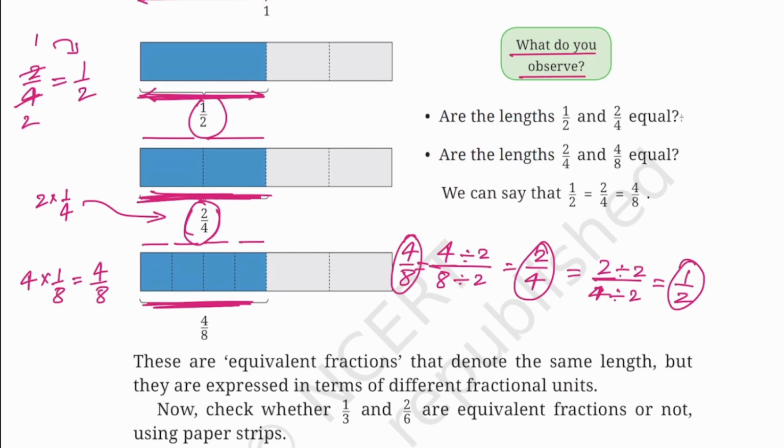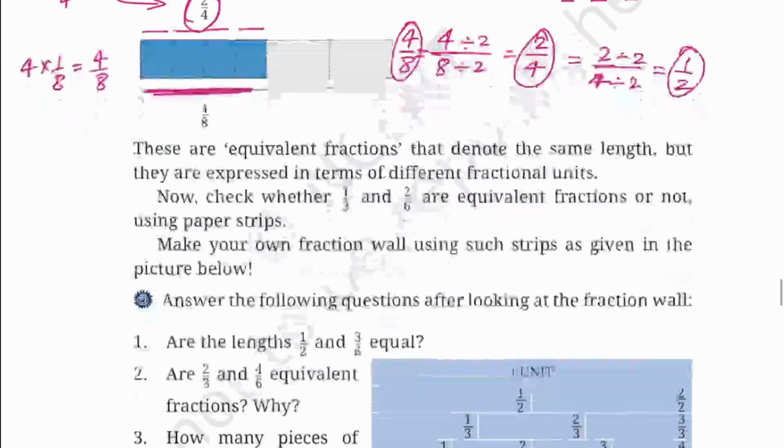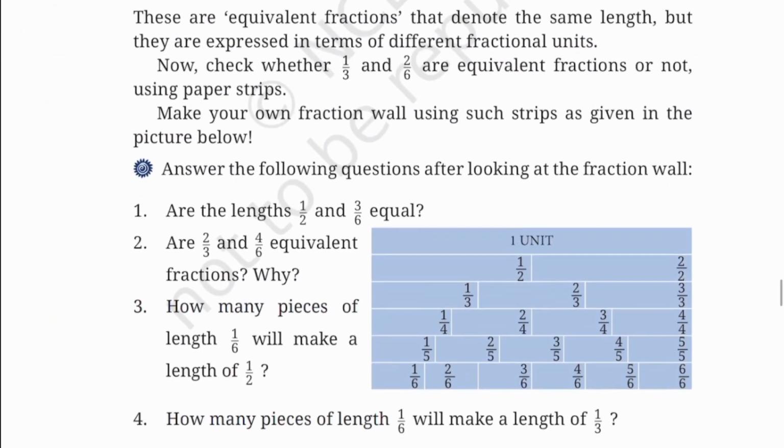What do you observe? Are the lengths 1 upon 2 and 2 upon 4 equal? Yes. Are the lengths 2 upon 4 and 4 upon 8 equal? Yes. We can say that 1 upon 2 is equal to 2 upon 4 is equal to 4 upon 8. These are equivalent fractions that denote the same length, but they are expressed in terms of different fractional units.